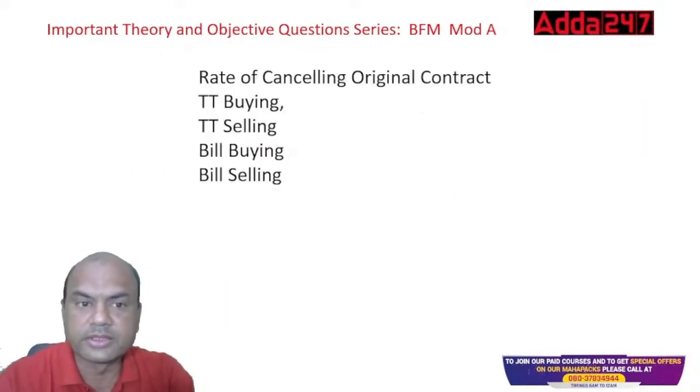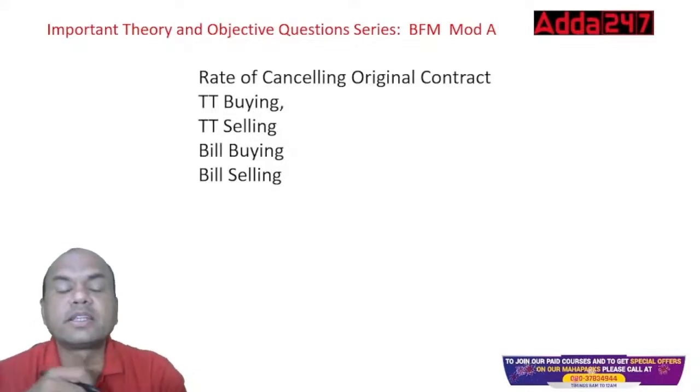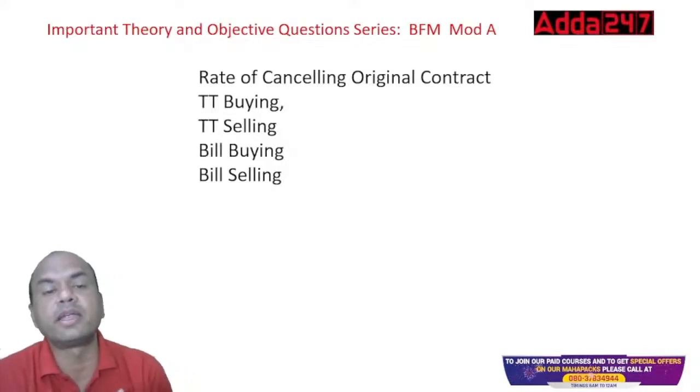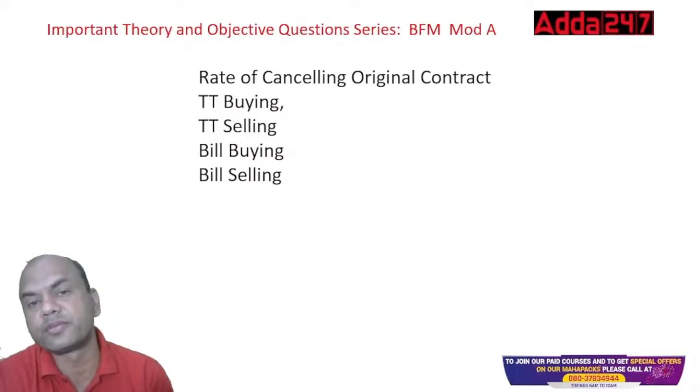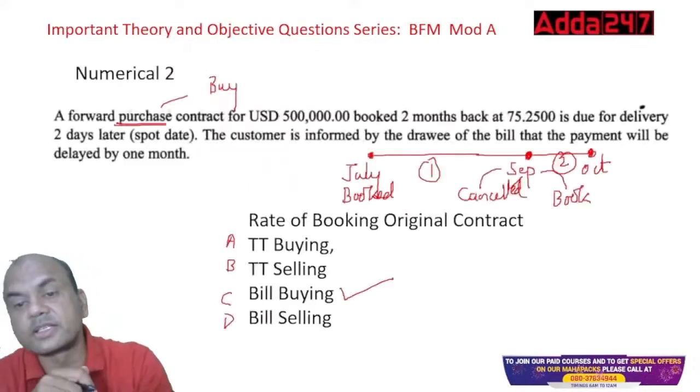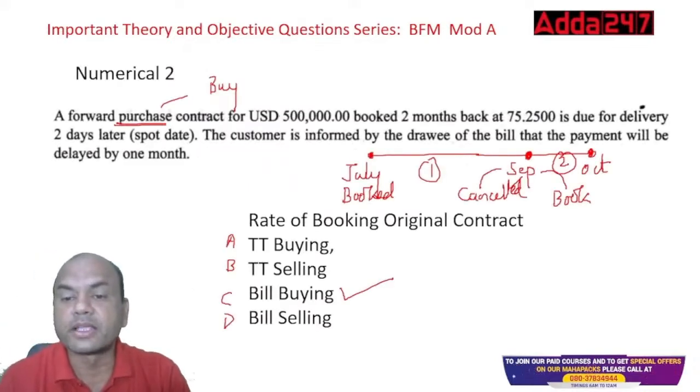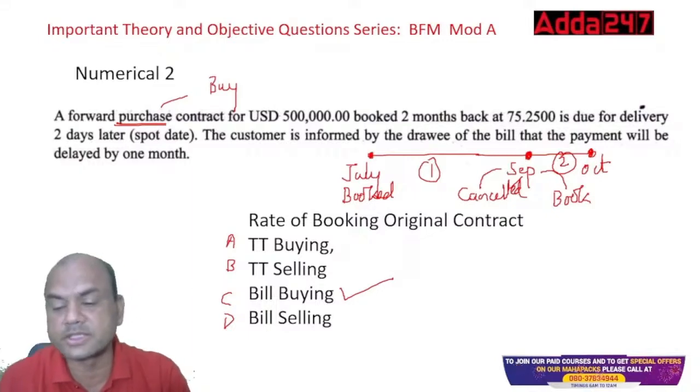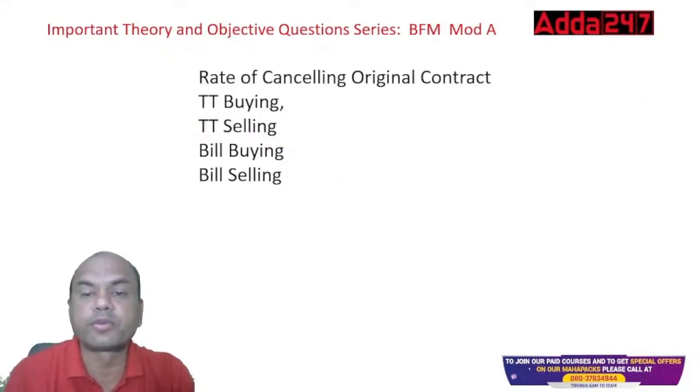Okay. Second question. Rate of cancelling the original contract is what? TT buying, TT selling, bill buying, bill selling. So cancelling, this cancellation means cancelling transaction number 1, this one. This is to be cancelled when? It is due when? Tomorrow. Tomorrow means spot. Always remember, this is spot. So here I'll have to first use spot.